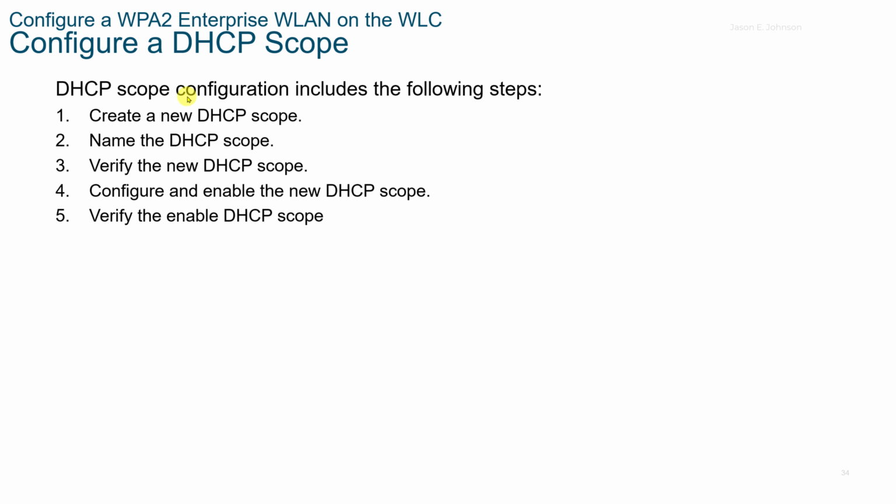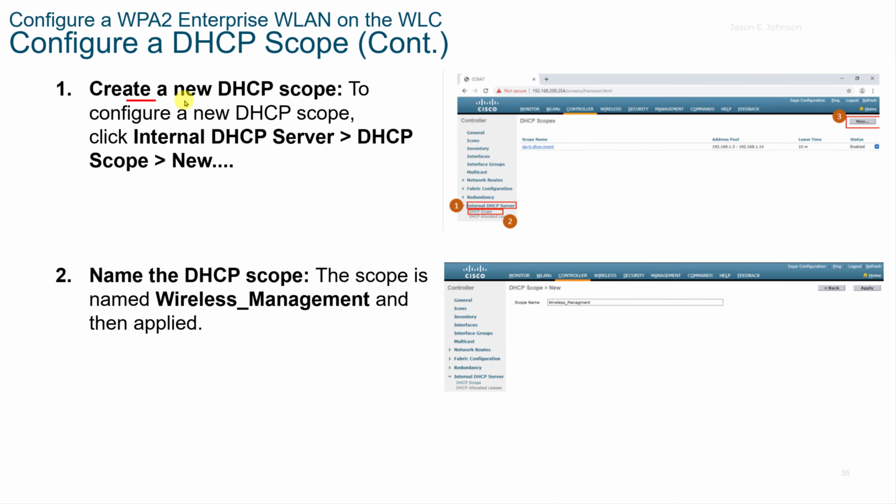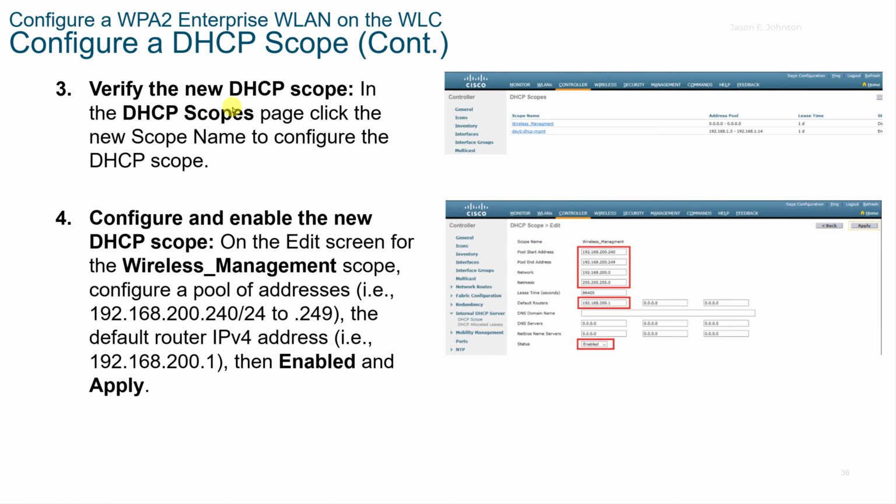When we configure the DHCP scope, we create a new scope, we name it, we verify it, we configure it, and enable it, and then we verify it. So on step 1, we create a new DHCP scope. We do Internal DHCP Server, DHCP Scope, and then New. And then we name it, and in this case, we're going to name it wireless_management. Then we're going to verify it, and we're going to look at our scopes.